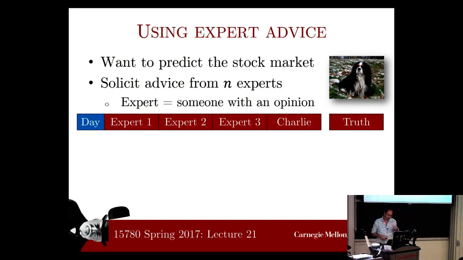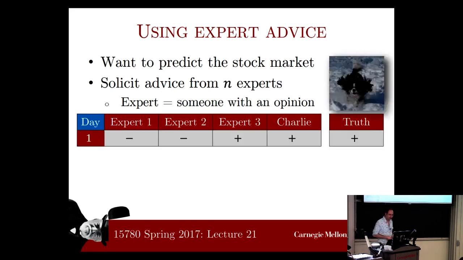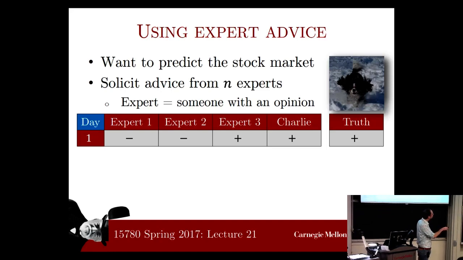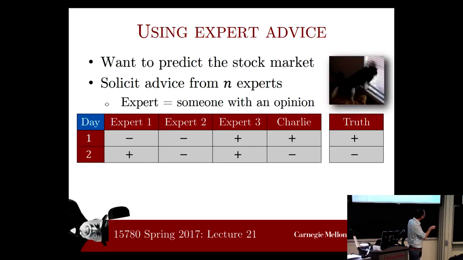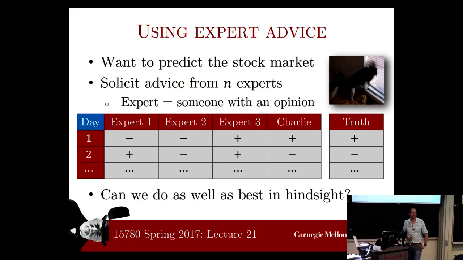Okay, so on day 1, this is what happens. Expert 1 says it will go down, expert 2 says down, expert 3 says up. We look at Charlie, his tail is pointing up, so Charlie is saying it will go up. And the truth is that the stock market went up. So here, expert 3 and Charlie were correct, and experts 1 and 2 were wrong. Now on day 2, expert 1 says up, expert 2 says down, expert 3 says up. We look at Charlie, his tail is pointing down, so Charlie says no, and the truth is no, so Charlie was correct again. And we just continue this process, okay?